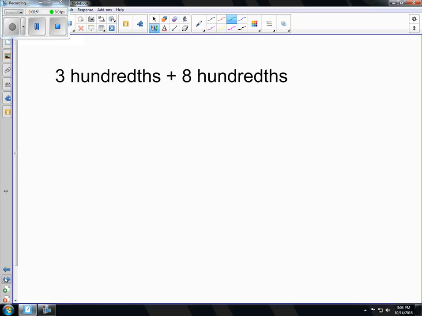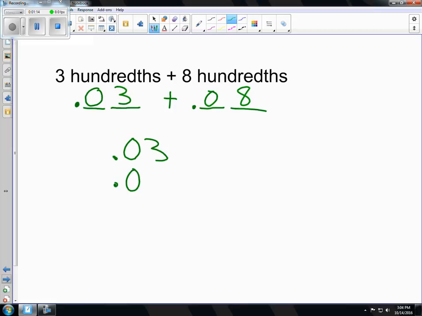Here's another example. We have 3/100ths. This time we have to be aware that we go tenths then hundredths. So we have to fill in this empty spot. The placeholder always has a 0. And we're adding that to 8/100ths. Same thing. We have tenths, then we have hundredths. So we fill in the 8, and then we have a placeholder of a 0. We line them up vertically using the decimal to line them up by their place value. I add 3 plus 8, and I get 11, and I carry my 1, bring that down, and I end up with 11/100ths.